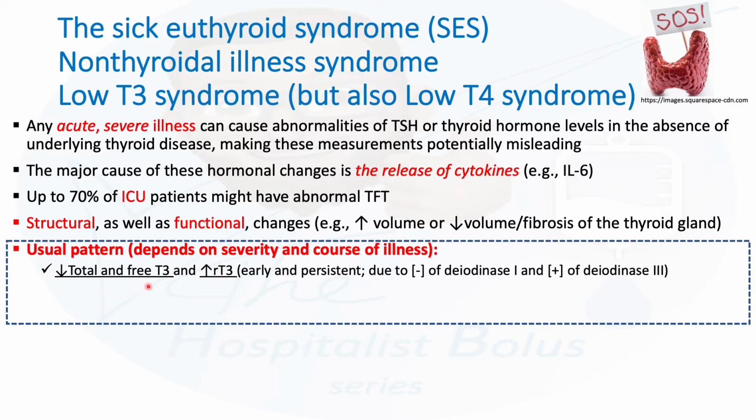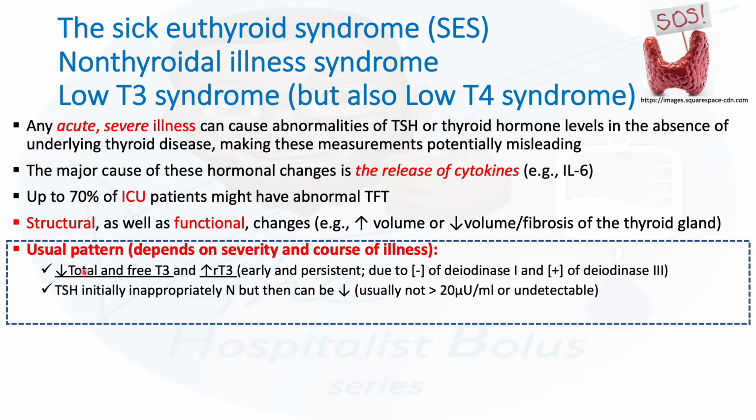But usually the free T3 is the first, an early change that happens. That's why some people call it the low T3 syndrome. It's probably the most persistent change associated with the disease.